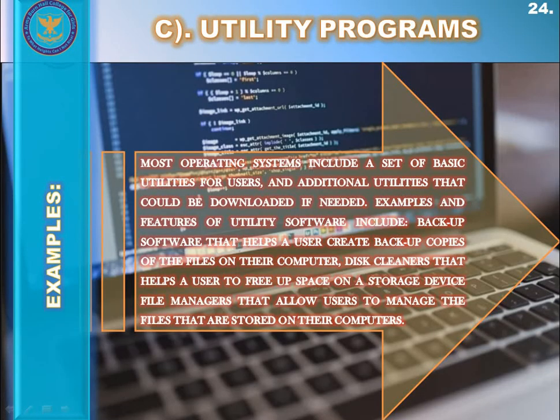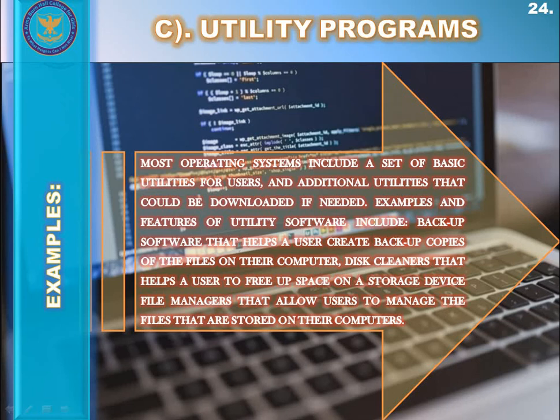So most operating systems include a set of basic utility programs for users, and additional utility programs can be downloaded from the internet. But some of the utility programs are pre-built inside a computer when you buy a new laptop or device. Examples and features of utility software include backup software that helps a user create backup copies of the files on their computer. So the utility programs help in the backing up of the files.